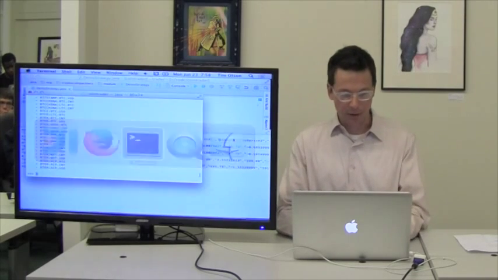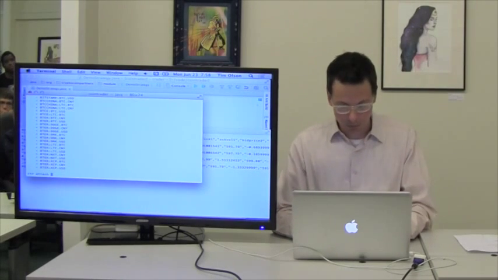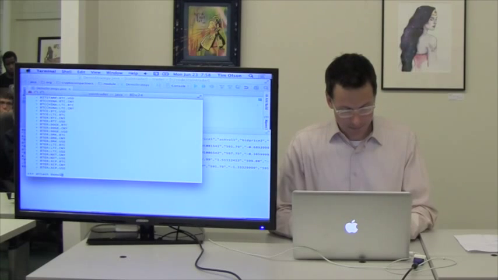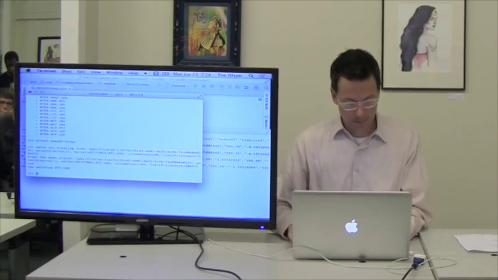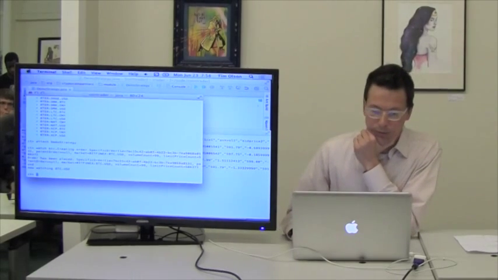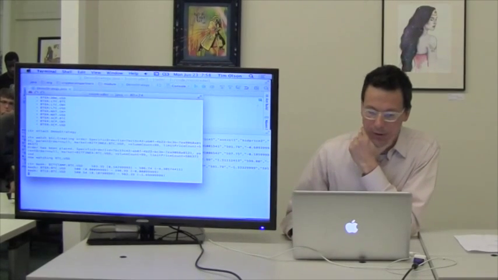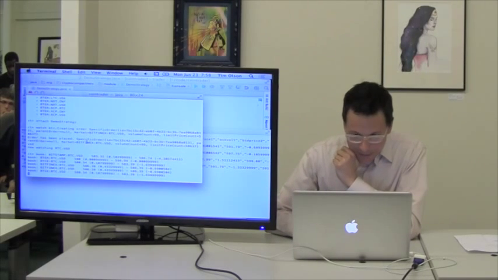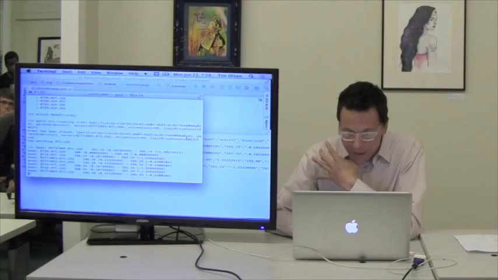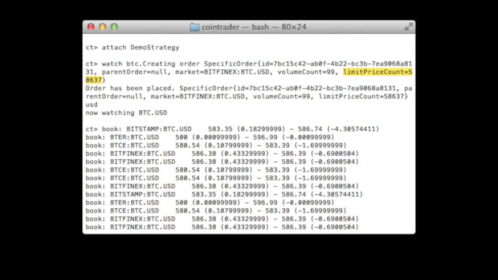So we can try this strategy in the console. I don't know if it's going to work great, but. So it got a book, it created an order. It looks like it's trying to buy at 586.37. So if it ever drops a little bit, I don't know if it'll fill.